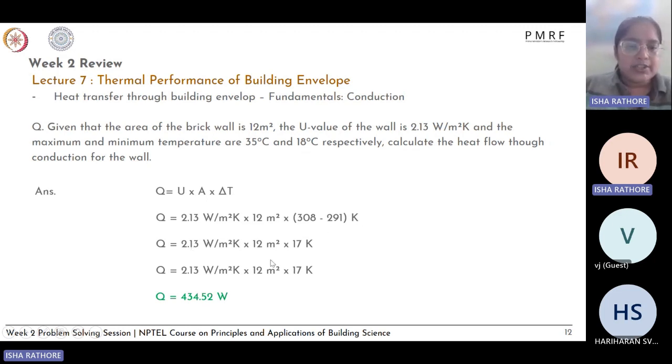So then we solve these equations and we get 434.52 watt, which is the correct answer. So again, remember the units. Sometimes these units can affect your calculations. Also, if you took delta T first and then try to convert that difference into Kelvin, it will also result in a wrong answer. So this is how you solve the equations.